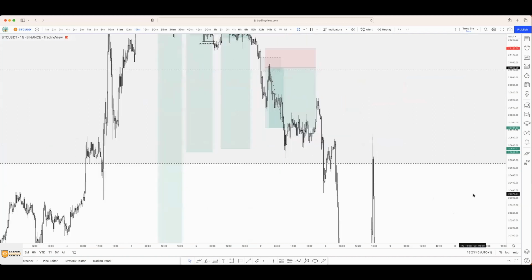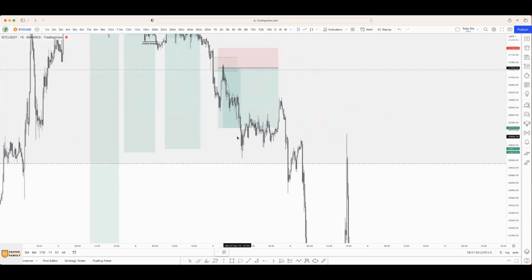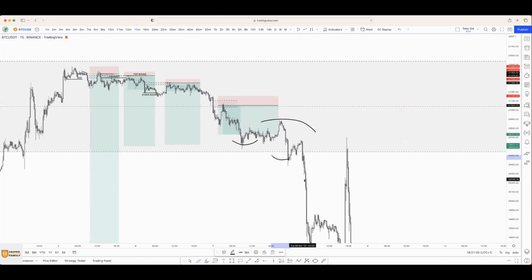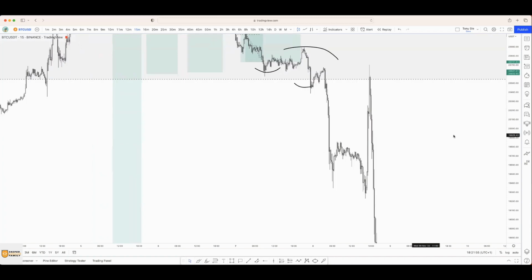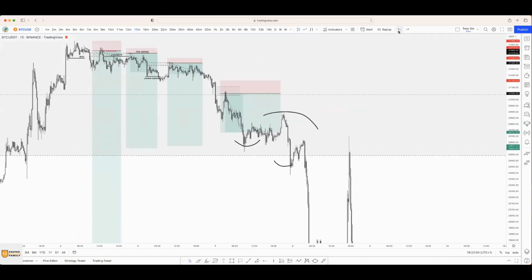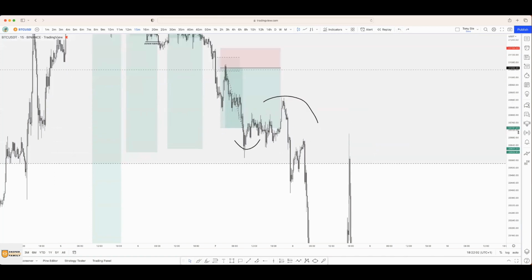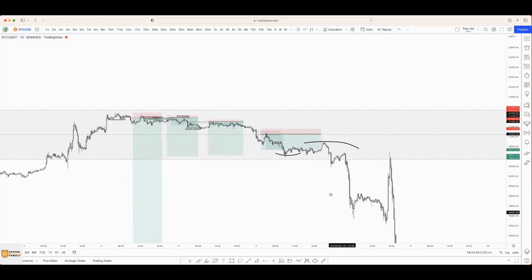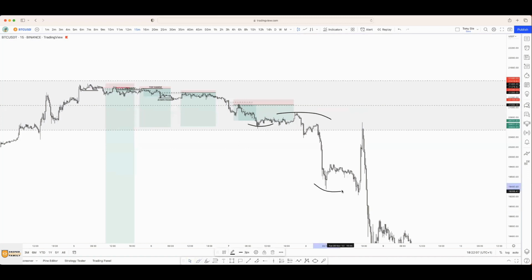Now look at this. In terms of the structure, we had this lower low, we had this lower high, and then we had this low, right? And then price went all the way to the downside here, okay? Price went all the way to the downside here. And then price spiked up, this move up came into this imbalance, and then price rejected from it.